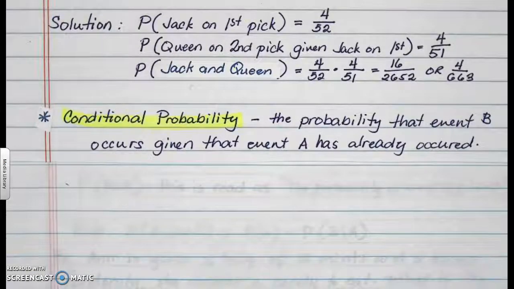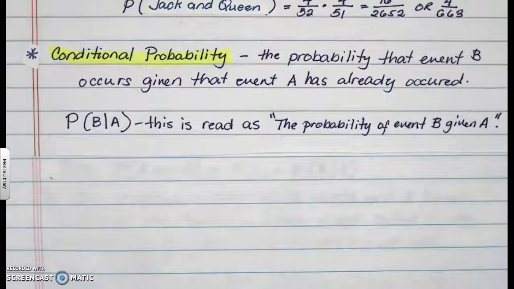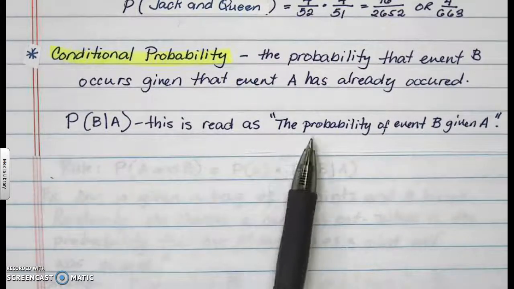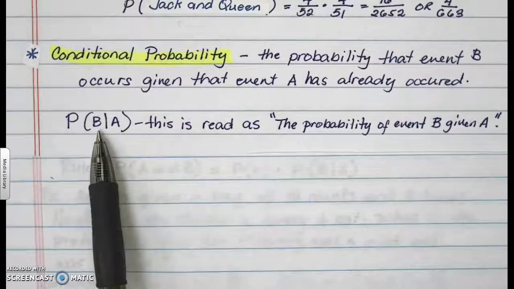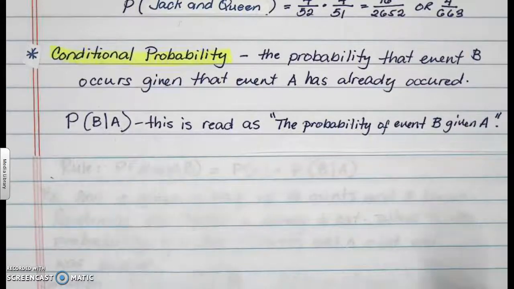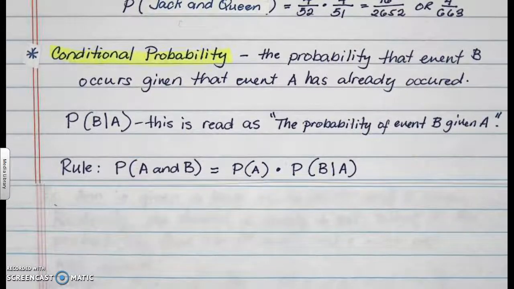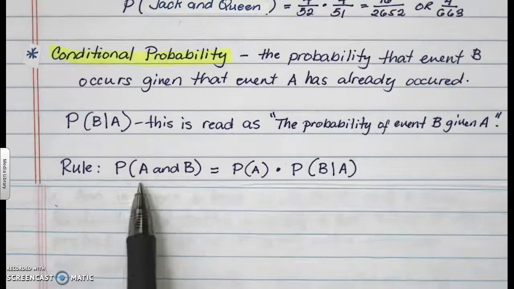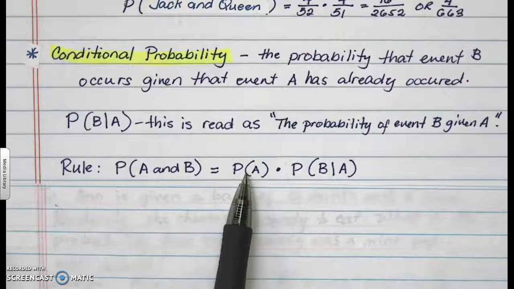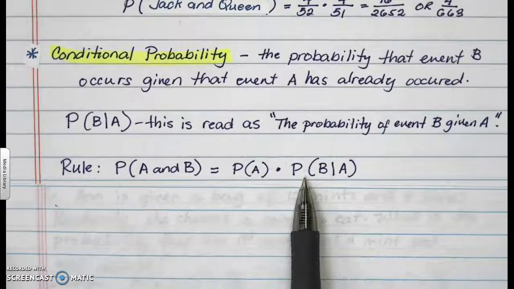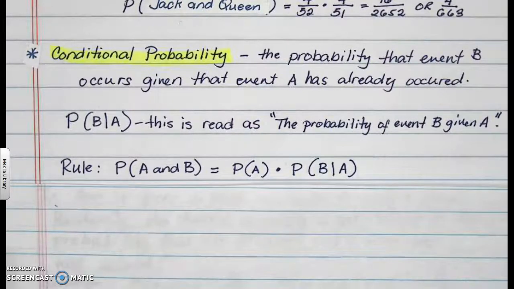Moving on further, some other definitions. Conditional probability: the probability that event B occurs given that event A has already occurred. Some notation: this notation right here is read as the probability of event B given A. In other words, the probability of event B happening when A has already occurred. The way to calculate this type of probability, which is conditional probability, is to get the probability of event A happening and multiply it by the probability of B happening when A has already occurred.